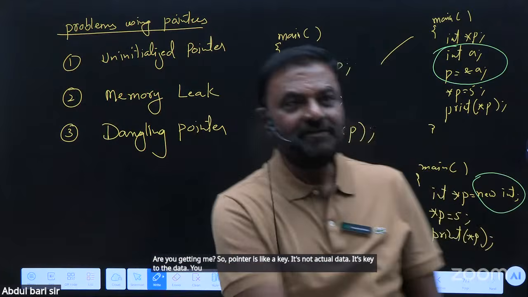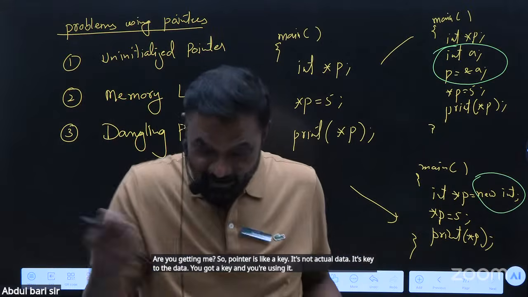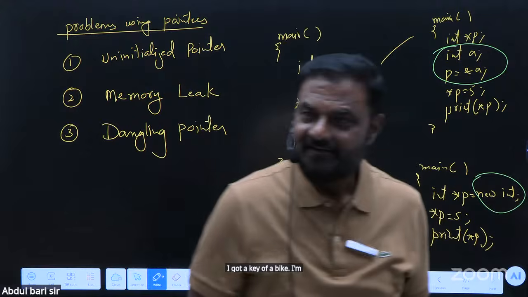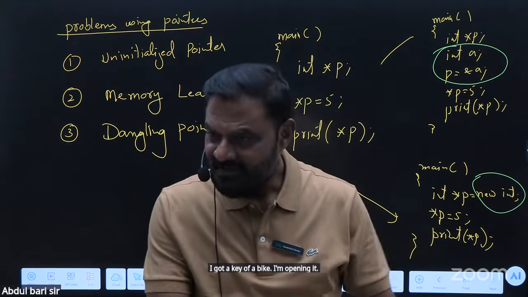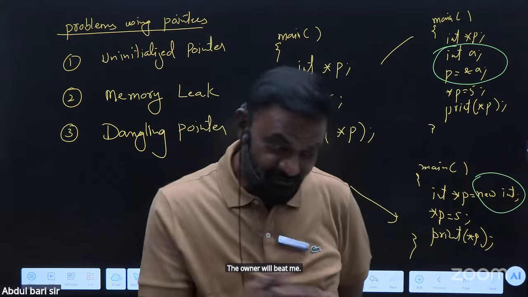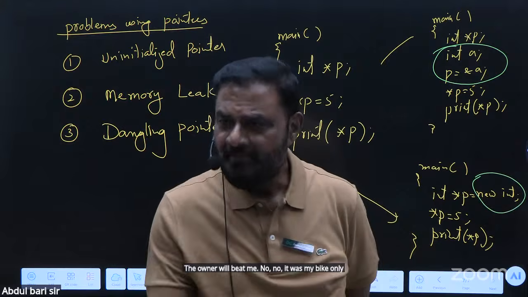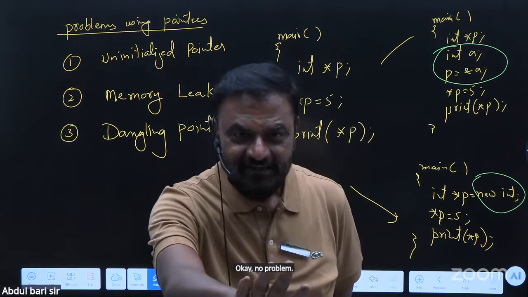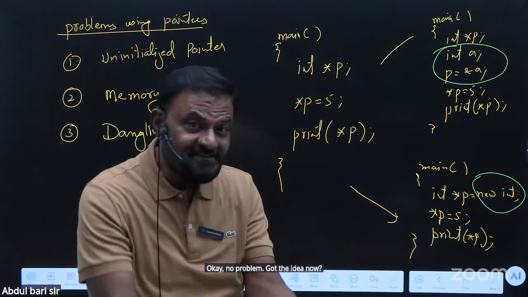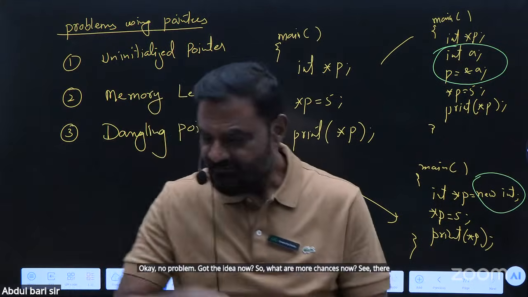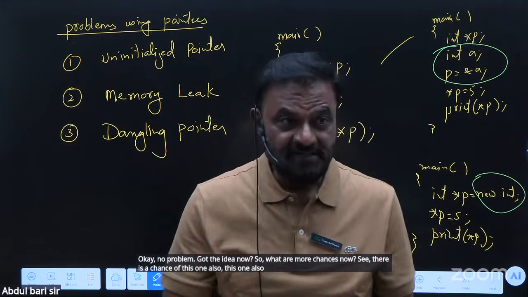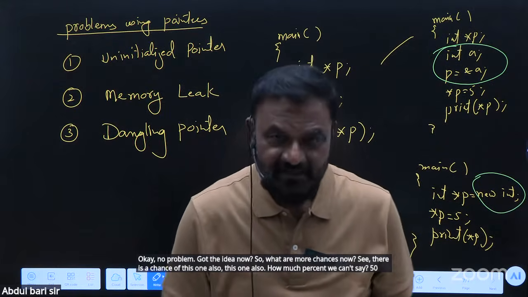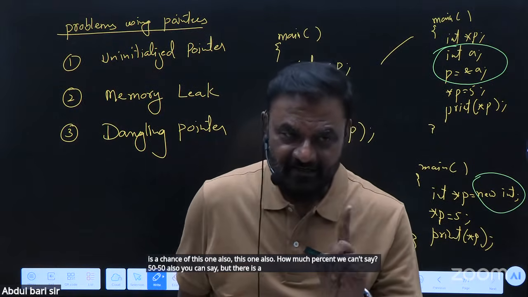You got a key and you're using it. I got a key of a bike. I'm opening it. So the owner will beat me. No, no, it was my bike only. One among my bikes. Okay, no problem. Got the idea now? So what are the chances now? See, there is a chance of this one also, this one also. How much percent, we can't say. 50-50 also you can say. But there is a chance of error, right?